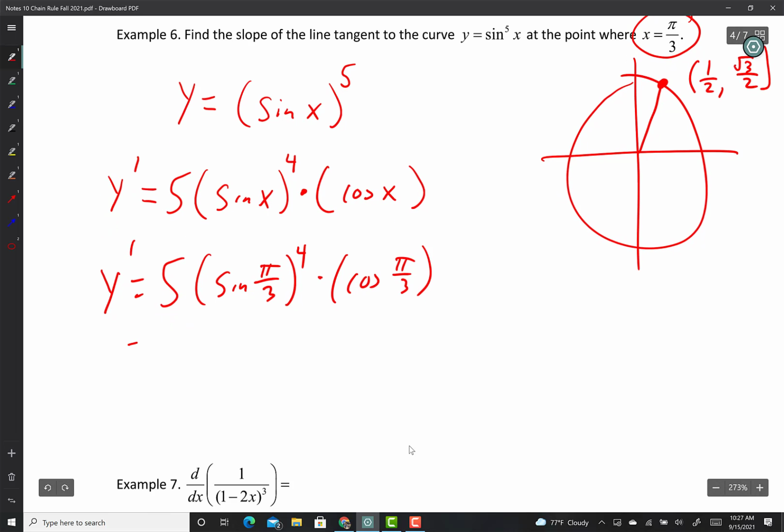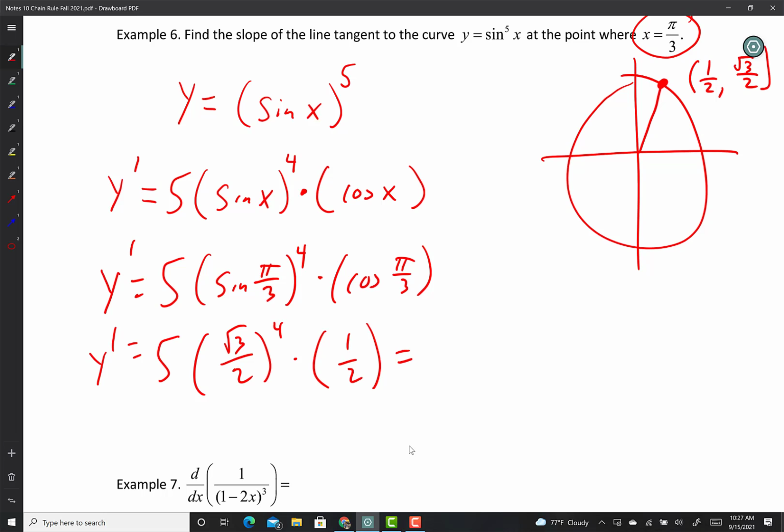Let's see. So here we go. Y prime. 5. Sine of pi over 3 to the 4th power times cosine of pi over 3. Can you do this without a calculator? Yes, yes, you can. 5 times, let's see, square root of 3 times square root of 3 times square root of 3 times square root of 3. Well, square root of 3 times square root of 3 is 3. And 3 times 3 is 9.